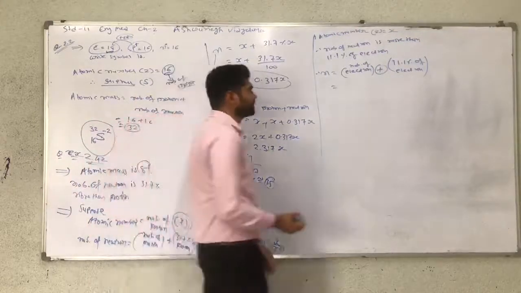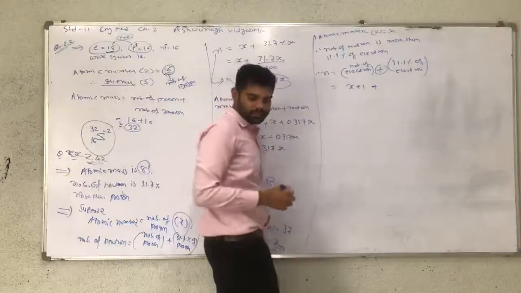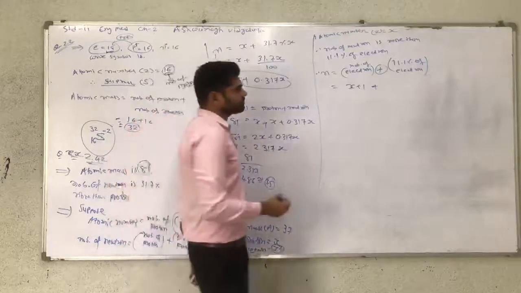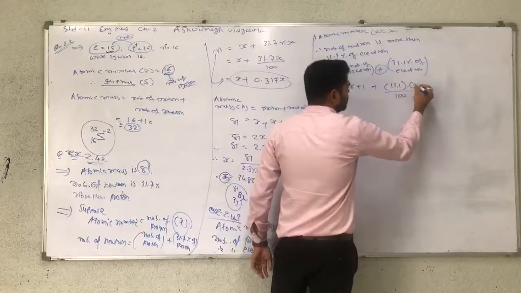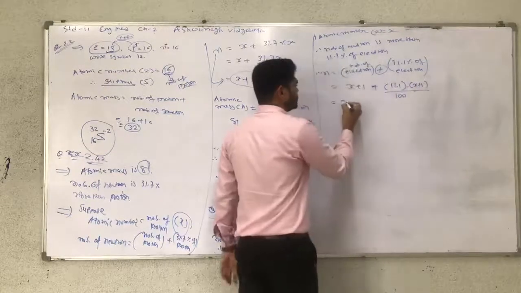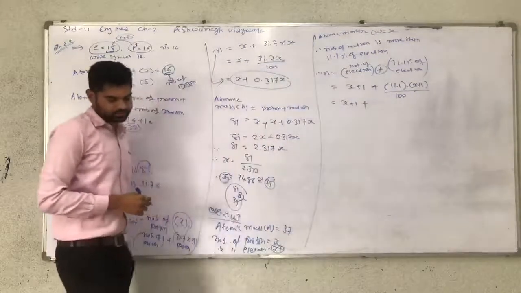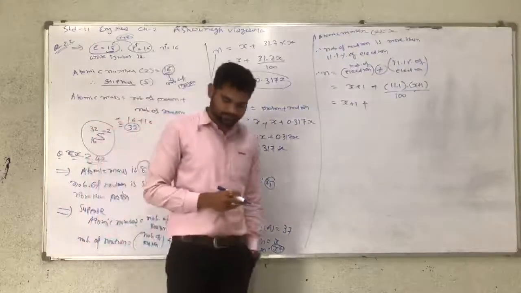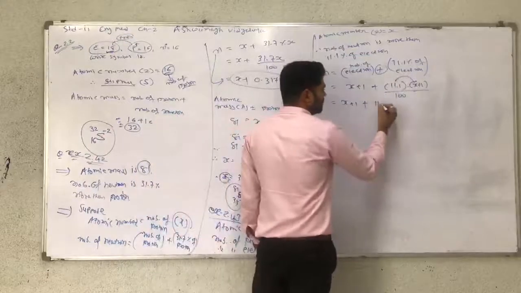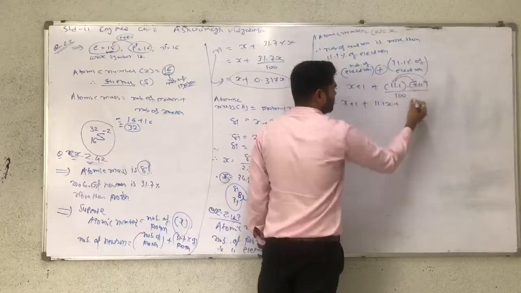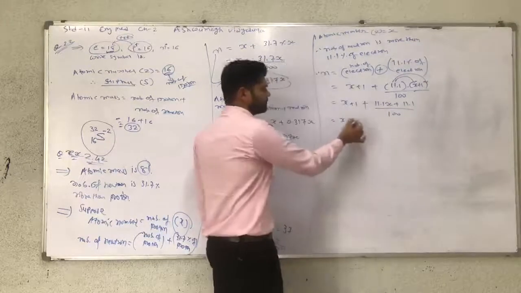So the number of neutrons is x plus 1 plus 11.1 percent of x plus 1. The percentage is removed, so it becomes 11.1 divided by 100 of x plus 1. We write x plus 1 as it is, and this bracket is multiplied by 11.1 divided by 100: first multiply by 11.1x, second multiply by 1, whole divided by 100.